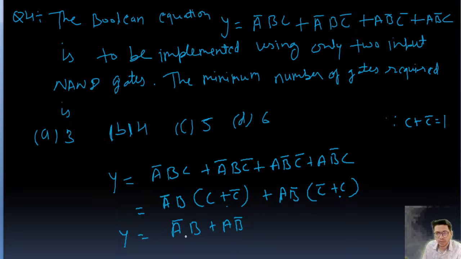So y equal to this means this is an XOR gate, guys. This is XOR gate. Now we have to know how many minimum number of NAND gates are required to implement the XOR gate, or to make the XOR gate. Okay, so I'll solve it further.